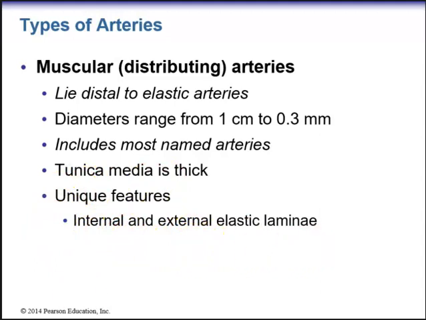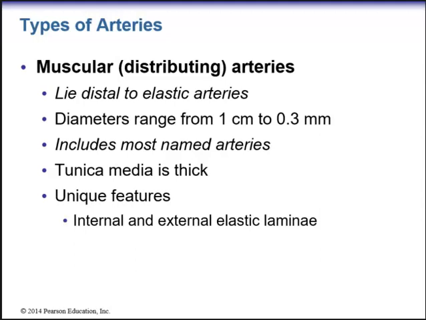So the internal elastic laminae forms the outer layer of the tunica intima, while the external elastic membrane or external elastic laminae forms the outer layer of the tunica media. Again, these elastic membranes, in addition to the elastin found within the tunica media, will help to dampen that pulsatile pressure produced by the heartbeat.